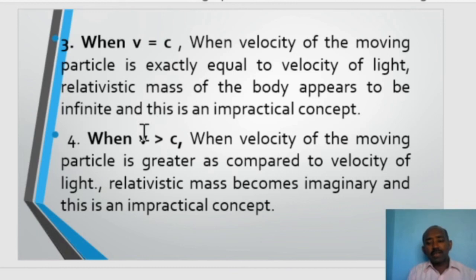In the next case, when the velocity is greater than the speed of light, what happens? The relativistic mass becomes imaginary. Practically a body cannot attain the speed of light itself, so if the velocity is greater than c, it is imaginary. It is an impractical concept.